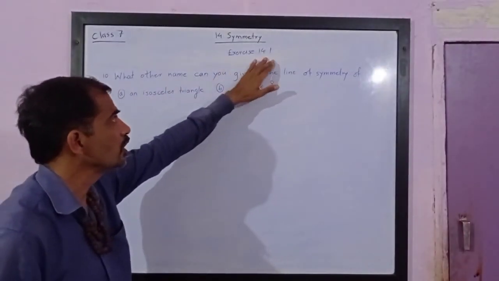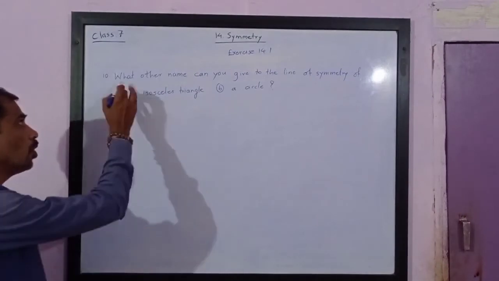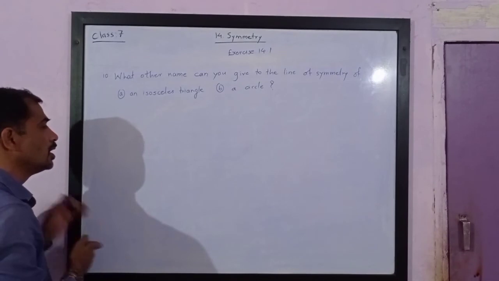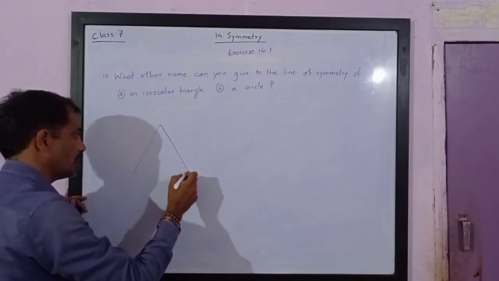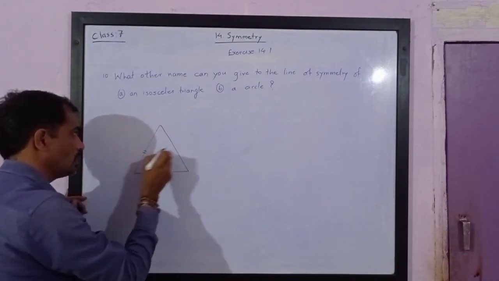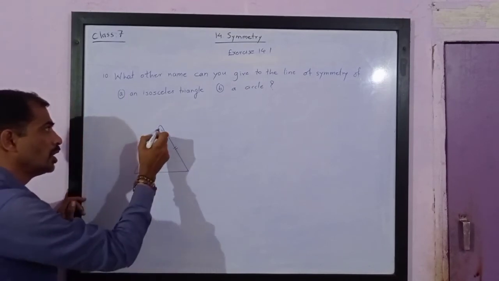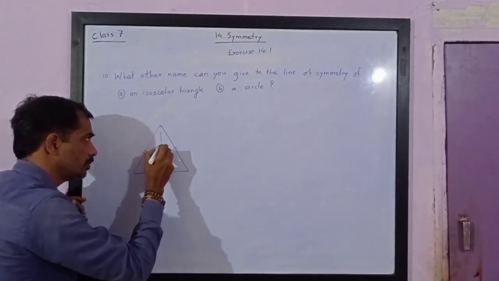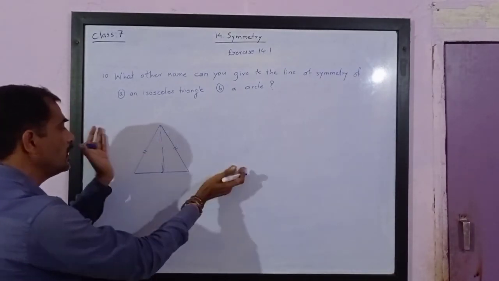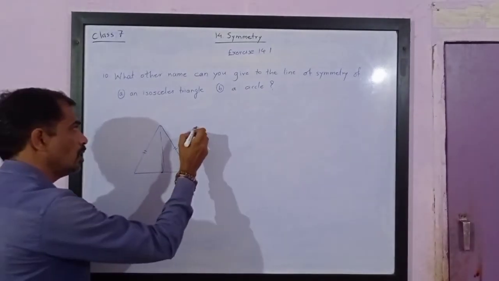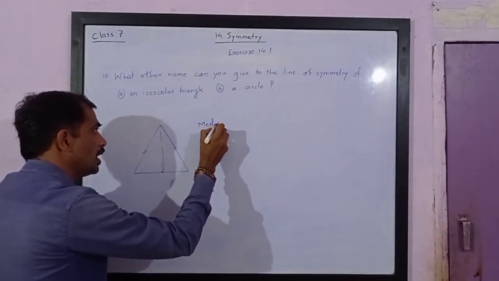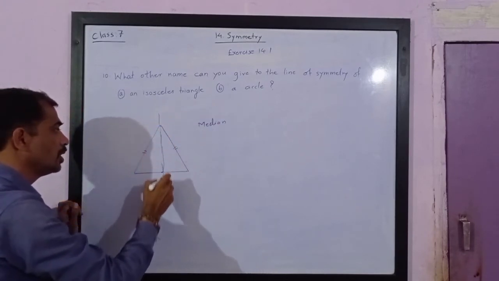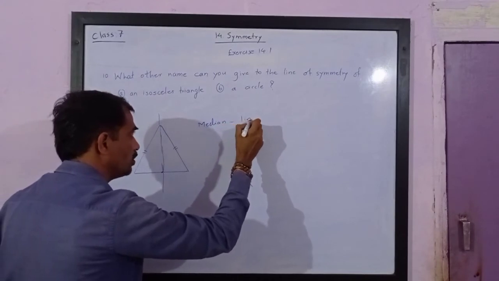Dear friends, in exercise 14.1 we have the last question, the 8th question. What names can you give to the line of symmetry of an isosceles triangle? Now an isosceles triangle has two congruent sides and one non-congruent side. So these two sides are congruent. Now please note, if you draw a median, meaning a line joining a vertex and a midpoint, it will divide the triangle exactly in two parts. So median, a name can be given to the line of symmetry. This median is a line of symmetry.